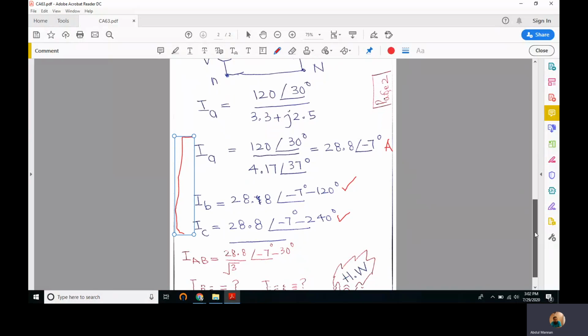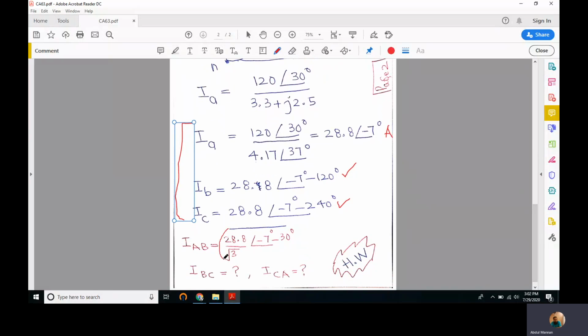The phase current, of course, would be the line current divided by square root of 3, and should be lagging by 30 degrees, minus 30, right? Similarly, IBC and ICA, the other two phase currents, can be found in a similar way, which is left as homework for students. We will continue studying three-phase circuits.